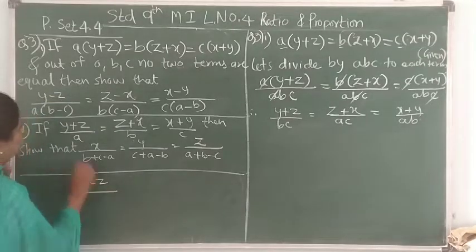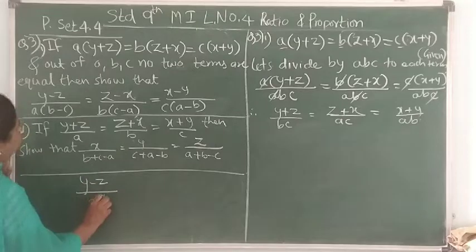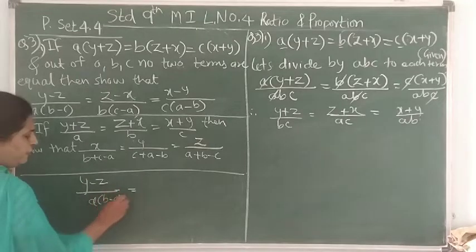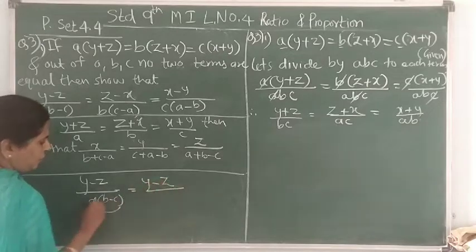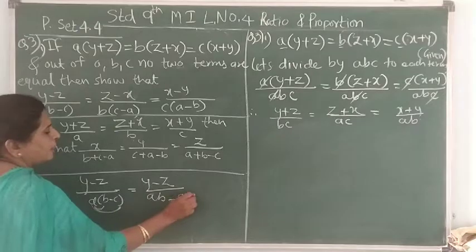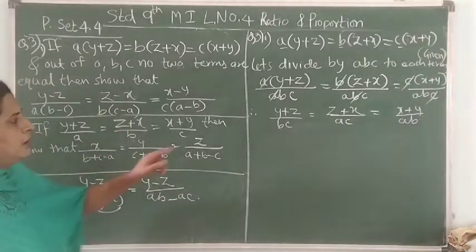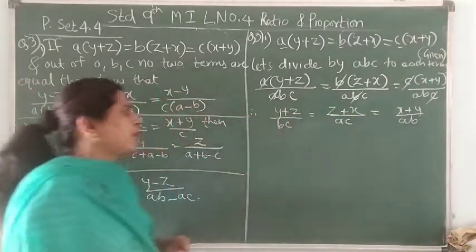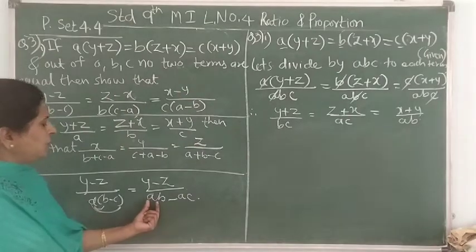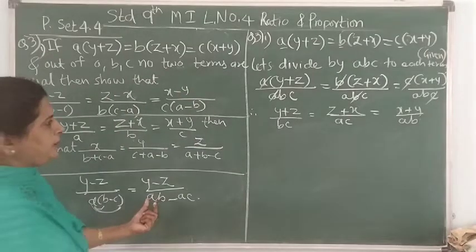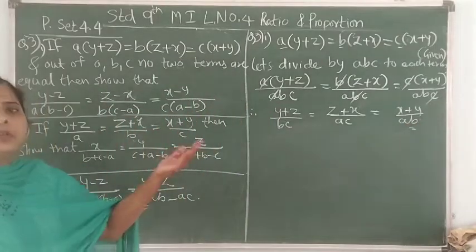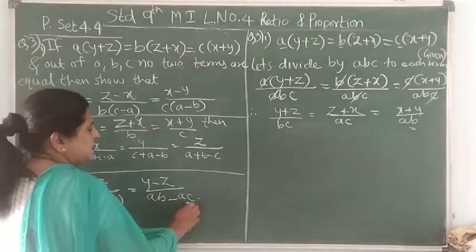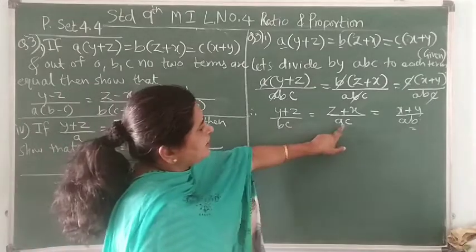Now what do we want? The first ratio is (y − z)/A(B − C). If we simplify this bracket, it is (y − z)/(AB − AC). Now everywhere we have addition, we do not have subtraction. But in the denominator, do we have AB? Yes, AB is the denominator of the third ratio. And where is AC? AC is the denominator of the second ratio.